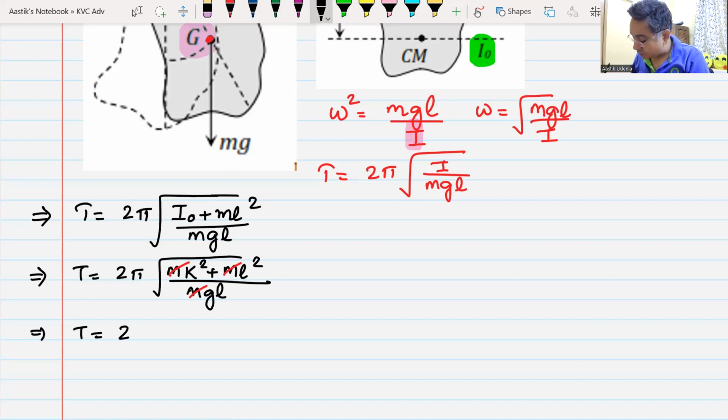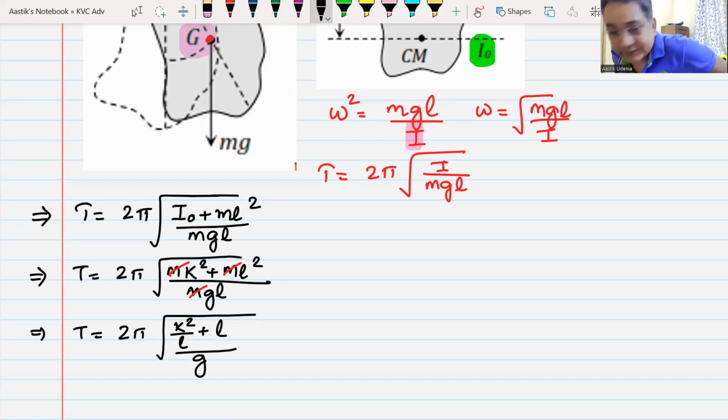This m will get cancelled, and I can have one more way of writing this. T is equal to 2 pi root over, now remember how I'm writing this, K square by L plus L divided by G. Do we understand how I've written this? K square by L plus L by G.